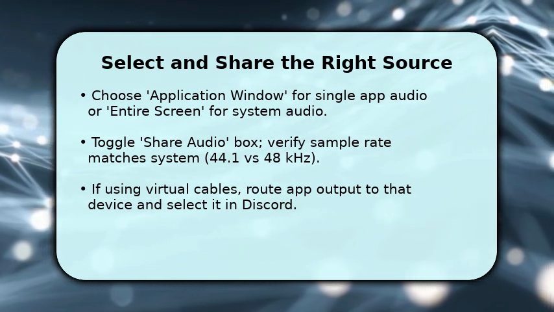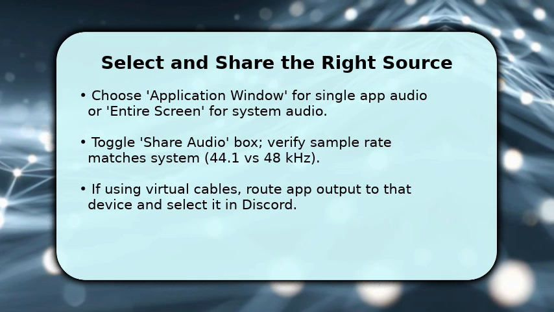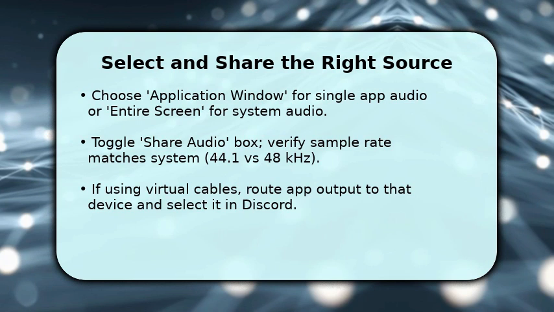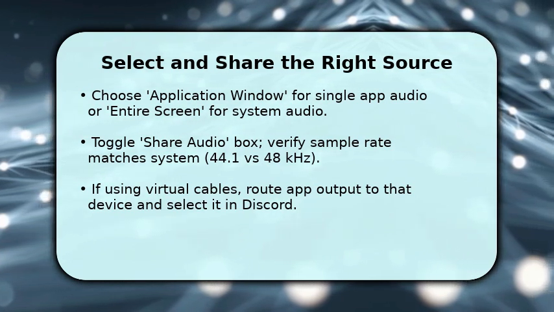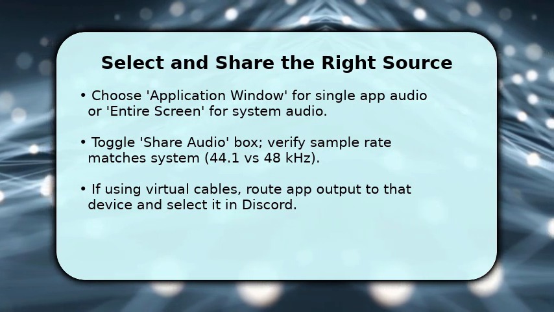Once done, confirm sample rate alignment. Mismatched rates can cause silence or distortion, so match 44.1 kHz or 48 kHz between apps. If you use virtual audio cables, route the app's output into the cable and pick that device inside.